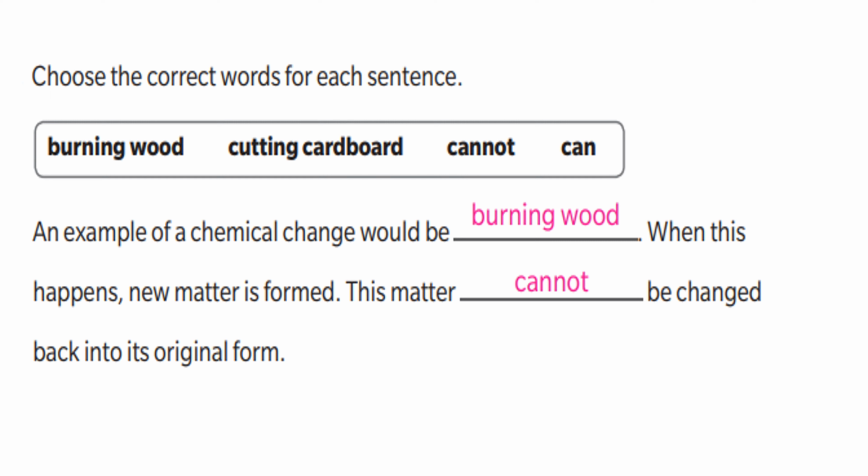I can return it back again, and I have the same kind of matter. But burning wood will change it to another substance, so a new substance is formed. So burning wood is a chemical change, but cutting wood is a physical change. When this happens, new matter is formed. This matter can't be changed back into its original form.